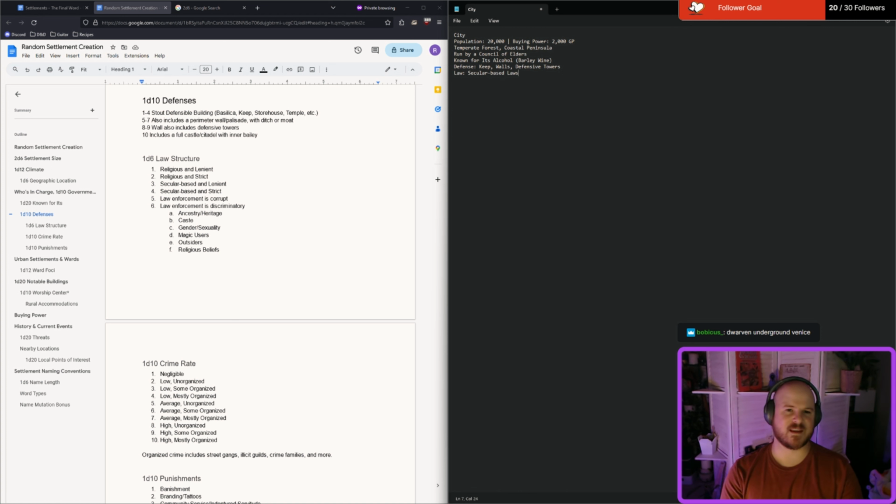Dwarven Underground Venice, yeah. That's actually a really quite good one. That'd be a fun one to do, for sure. Most of this document is kind of meant to do surface level stuff. I would know going into it if I was going to be building something underground or not, right? Usually for a Dwarven Hold or something like that, I look at something that's more akin to dungeon creation than city creation.